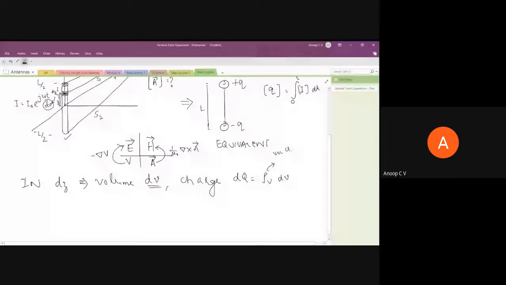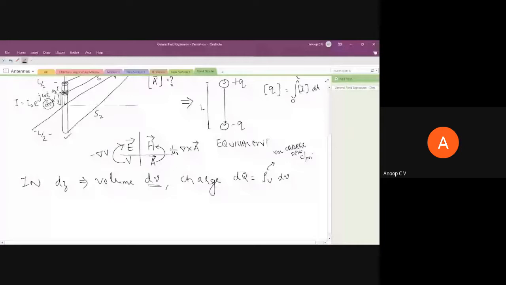Volume charge density, you are familiar with volume charge density, right? Volume charge density in Coulomb per meter cube. So we are assuming within this length dz defines a volume dV. Why? Because it has a circular cross section. So that cross section area and dz will give you the volume. We don't want to find that out, but I'm just telling you. And at any given time, it has a charge dq given by rho V dV.